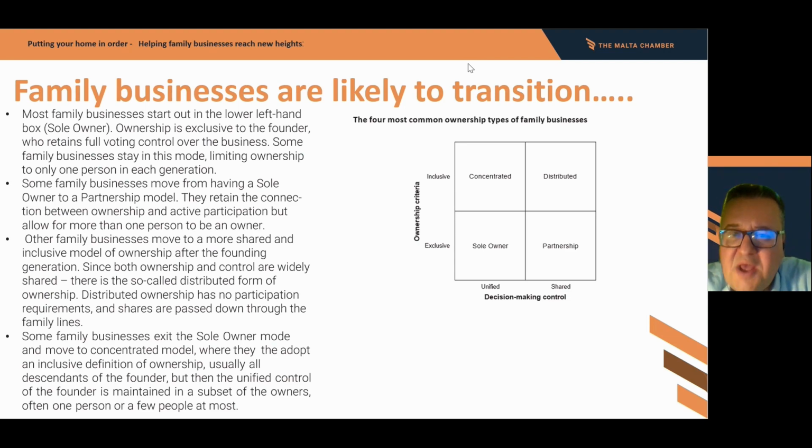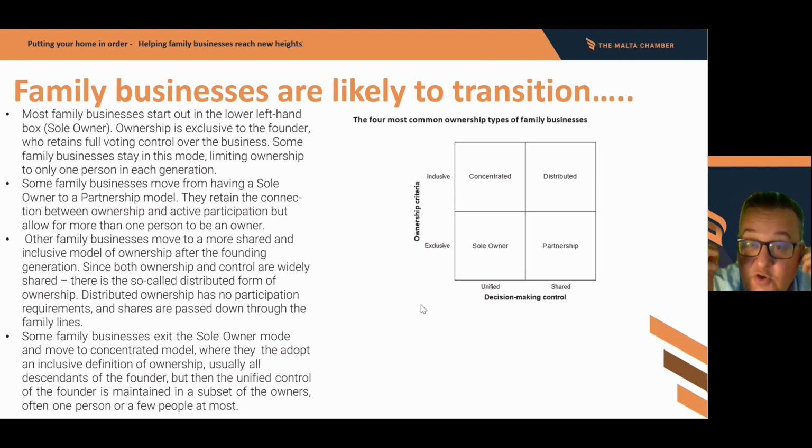However, normally when businesses grow and they come to make the first generation move to the children, they move to a partnership model, which basically means that there is a connection between ownership and active participation, but the number of owners involved in the business grows. Although we still have an exclusive ownership criteria, we have shared decision making, now shared by the second generation.